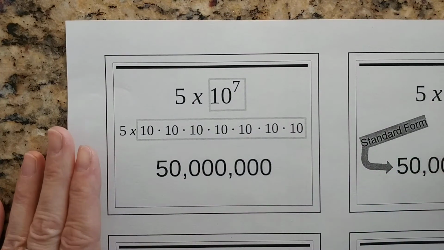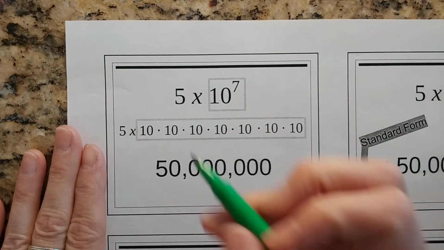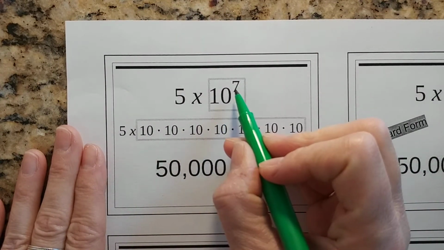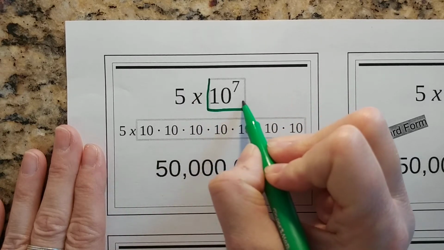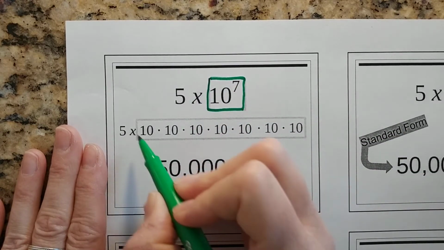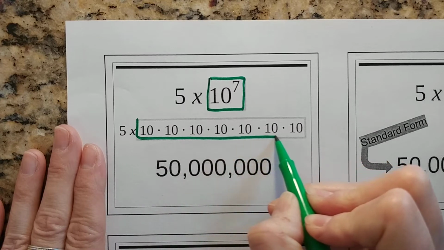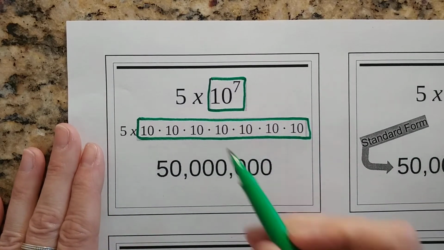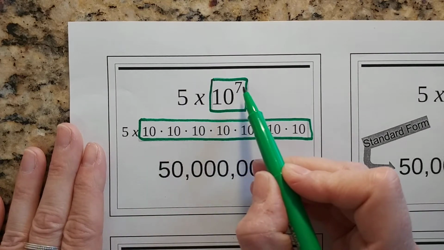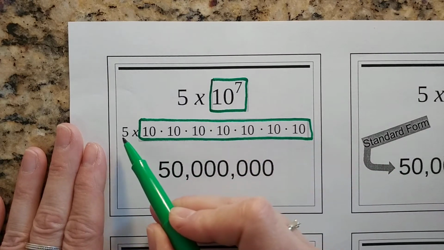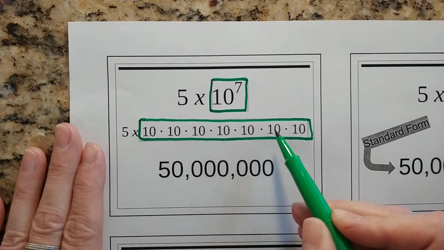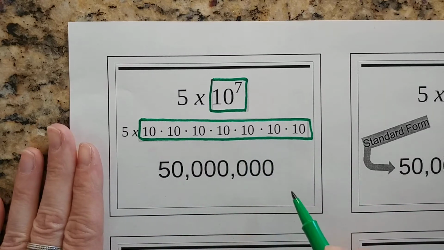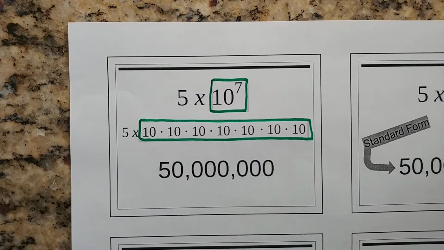Now, I'd like you to take a look at what I have here. It says 5 times 10 to the 7th power. Now, you know that 10 to the 7th power is just a shorthand way of writing 10 times 10 times 10 times 10 times 10 times 10 times 10. So imagine if I took 5 times 10 to the 7th power, and I took 5 and multiplied it by 10 this many times, I would get this number right here, 50 million.